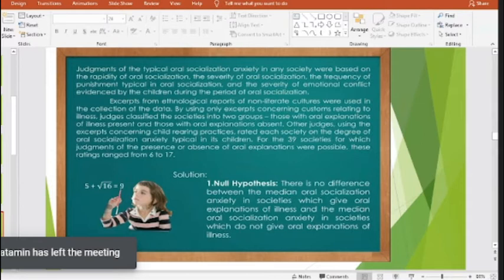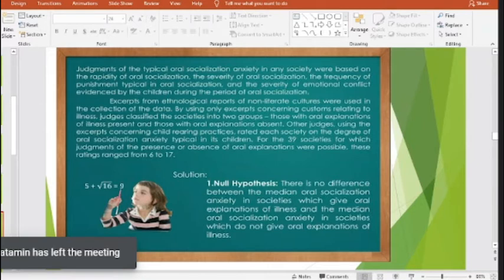So for the solution, the null hypothesis: there is no difference between the median oral socialization anxiety in societies which give oral explanations of illness and the median oral socialization anxiety in societies which do not give oral explanations of illness. For the alternative hypothesis, the median oral socialization anxiety in societies with oral explanations present is higher than the median in societies with oral explanations absent.